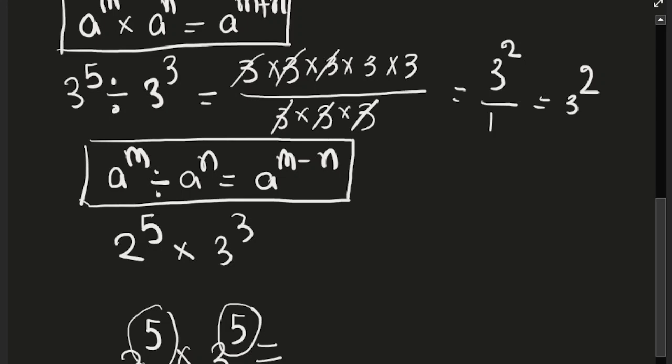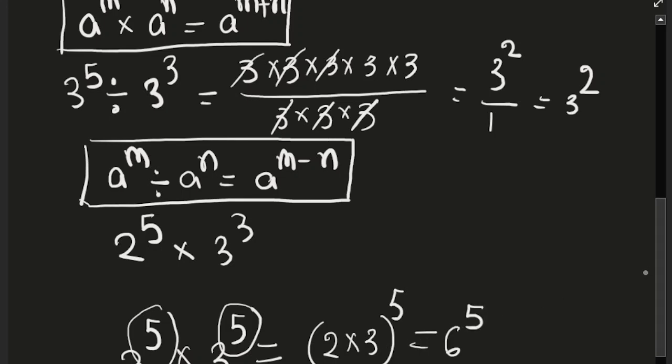That means here 2 is the base in the first term and 3 is the base in the second term. So we will write it as 2 multiplied by 3 and the power will be same as it is. Means 5 was the power in the previous case. So the power will be same, 5. So the answer is 6 to the power of 5.